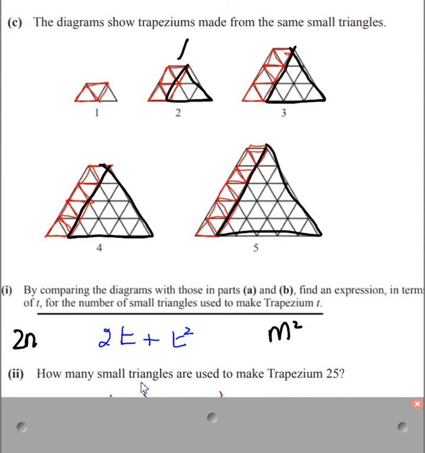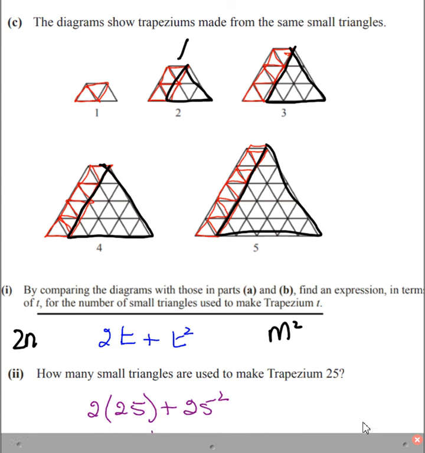Now the question is saying, how many small triangles are used to make trapezium 25? Now this is a trapezium, these are trapeziums, right? So trapezium 25 means in place of t, you will write 25. So you will get 675 small triangles.